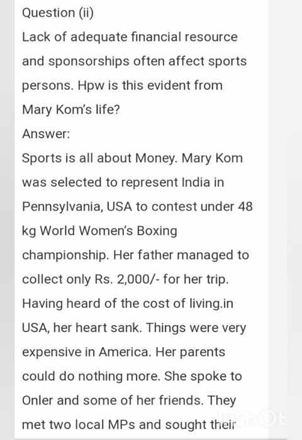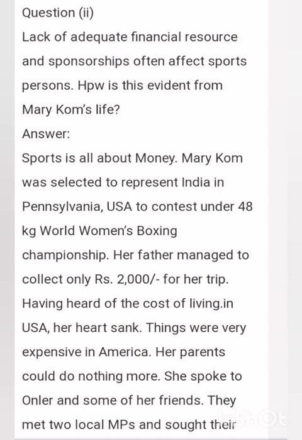Lack of adequate financial resource and sponsorship often affects sportspersons. How is this evident from Mary Kom's life? Answer. Sports is all about money. Mary Kom was selected to represent India in Pennsylvania, USA to contest in the 48 kg World Women's Boxing Championship. Her father managed to collect only rupees 2000 for her trip. Having heard of the cost of living in the USA, her heart sank. Things were very expensive in America. Her parents could do nothing more.